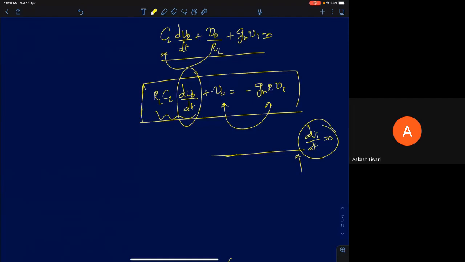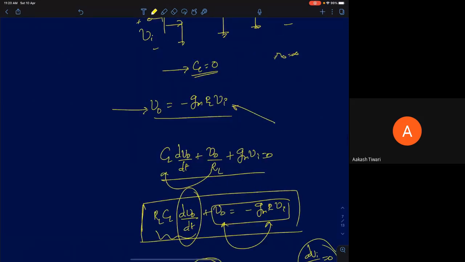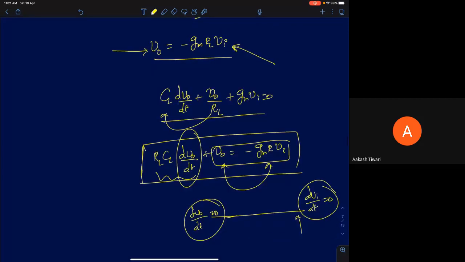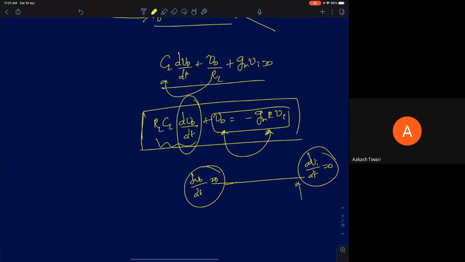And since I'm applying a constant input to a linear time invariant system, the output should also become more or less constant in the steady state. So dV naught by dt will also be 0 in the steady state. So it approaches V naught equals minus Gm R times Vi. It approaches this equation without a capacitor. It's like the capacitor is now an open circuit in the steady state. So in the steady state, you will get the full gain of the system. That's what this equation is telling us.